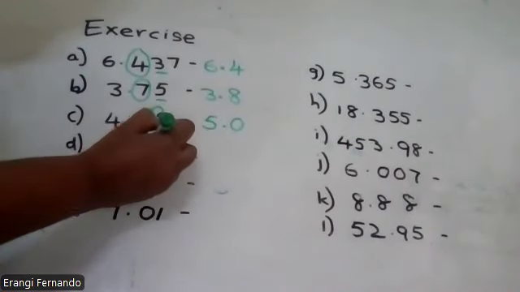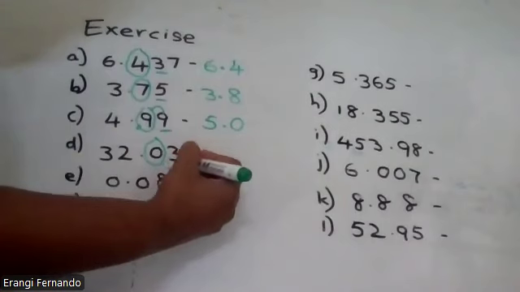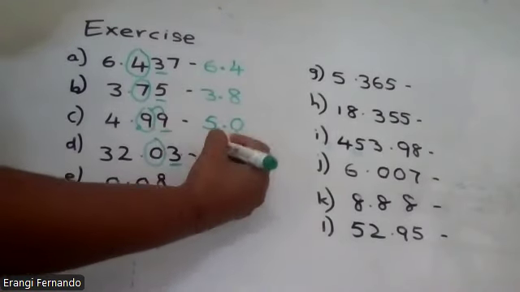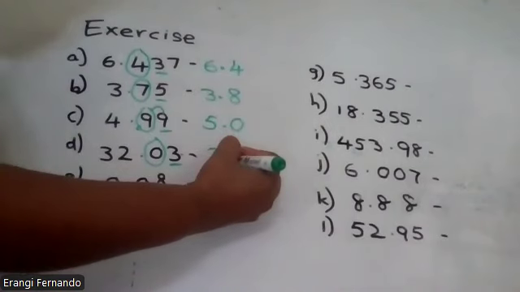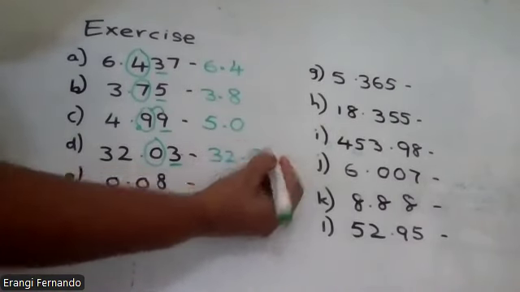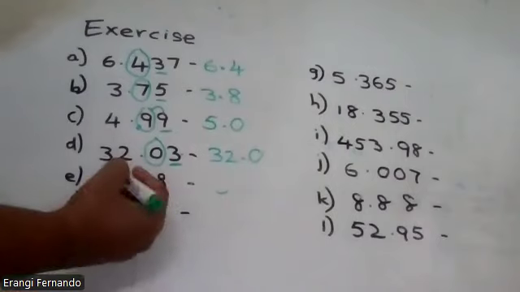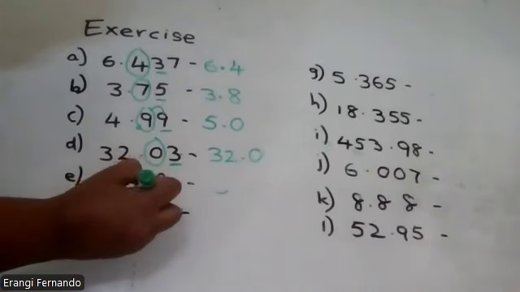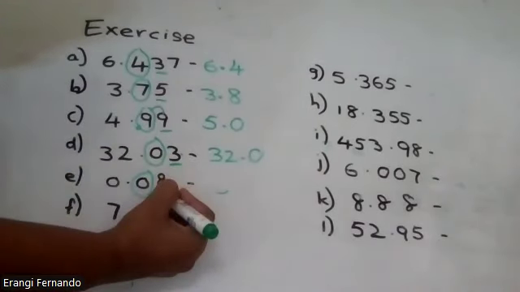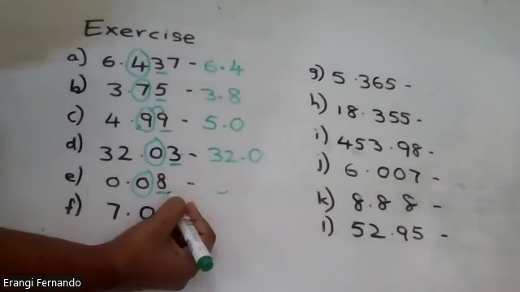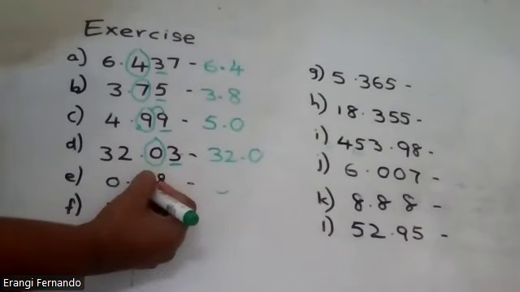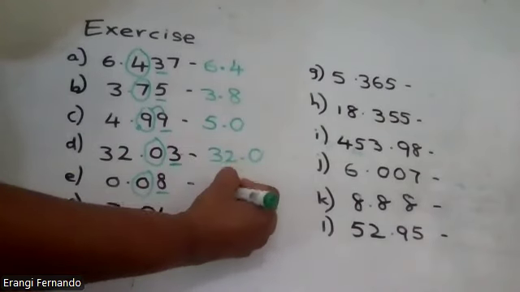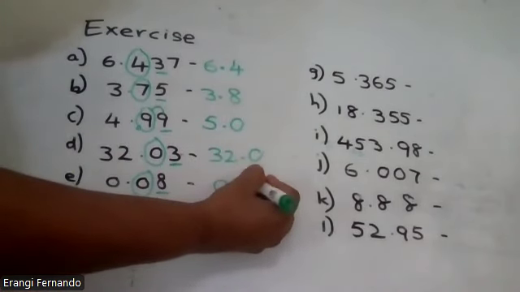32.03. The first decimal is 0. You have to consider 3, less than 5. So when you round off, 32.0. Next, 0.08. The first decimal is 0. You have to consider 8, the next value. It's more than 5. When you round off, then 0.1.